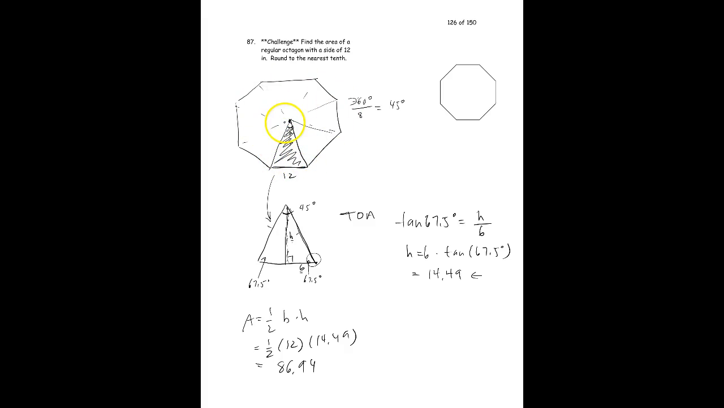Again, don't forget that's only one of these triangles. There's 8 of them because it's an octagon. We have to multiply our answer by 8 to get 695.5 inches squared. Looks like the answer key has 0.3 inches squared, so I don't know, there must have been a different rounding by whoever put this together, but this is the approach that you should use.